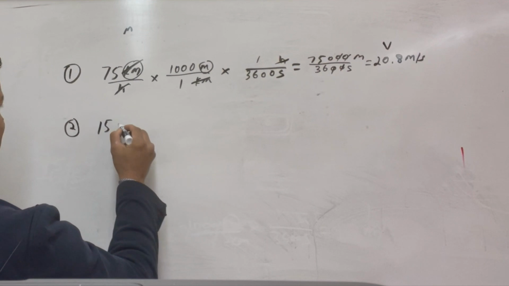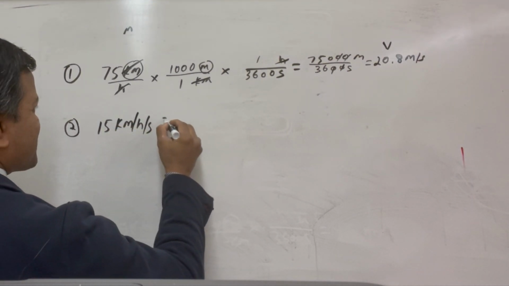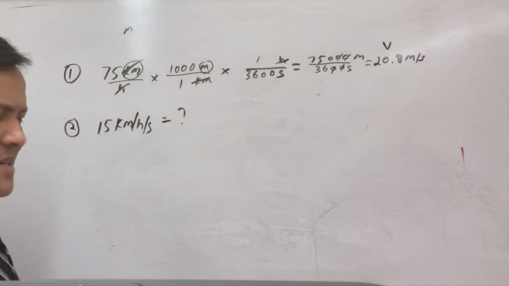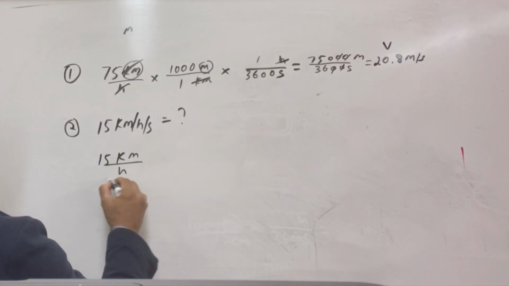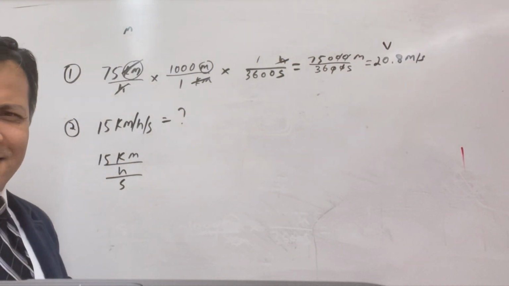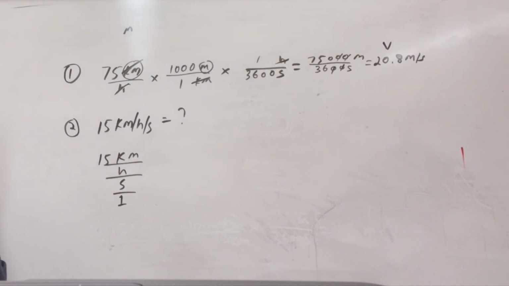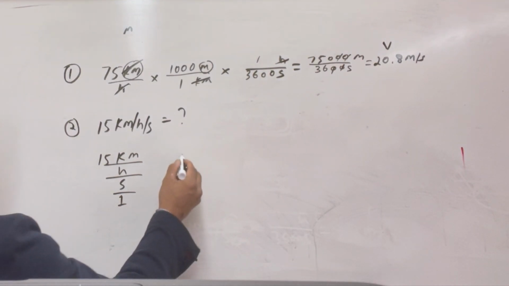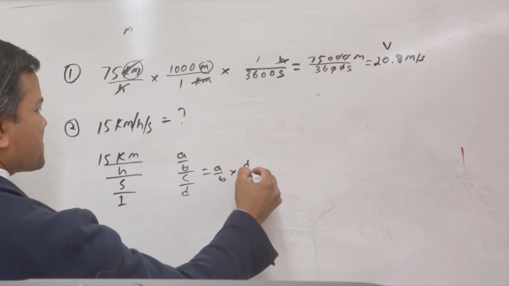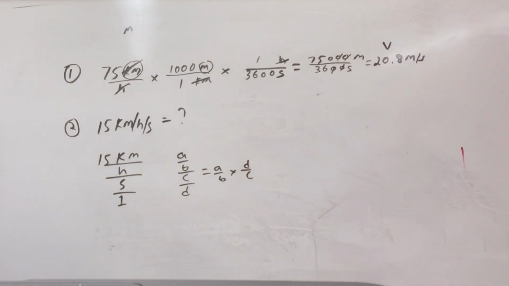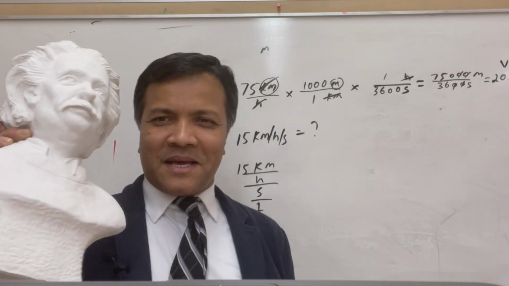Now, let us see question number 2. If you have 15 kilometer per hour per second, what would be the SI unit of this? Let us discover it. So, 15 kilometer per hour per second, this is how you can write it, but I often put 1 over here so that you can use the algebra. What algebra are we referring to? A over B over C over D is A over B times D over C.